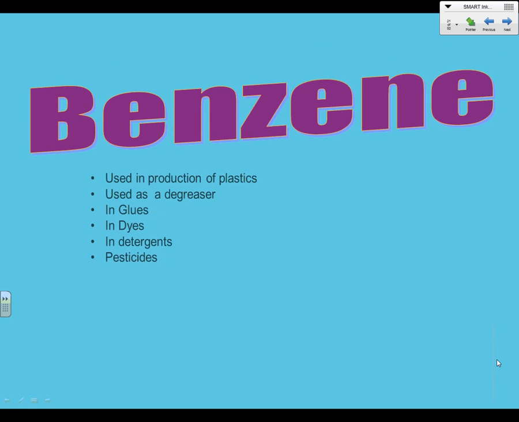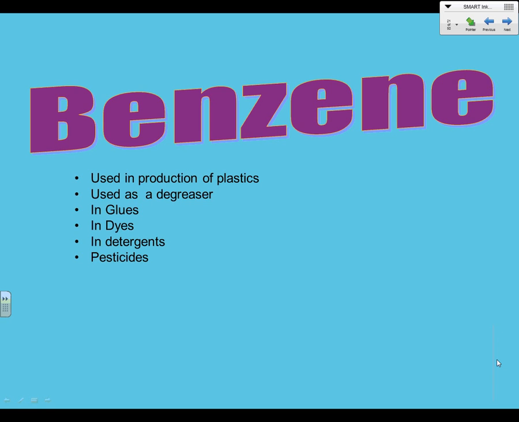Benzene. Benzene's elemental formula is C6H6. It's colorless and it's a sweet-smelling liquid. It's an organic solvent, meaning that other things can dissolve in it. And it's used in production of plastics, so we have that already on your paper. You also want to put that it's a degreaser. People use it to clean up grease, like on stuff.